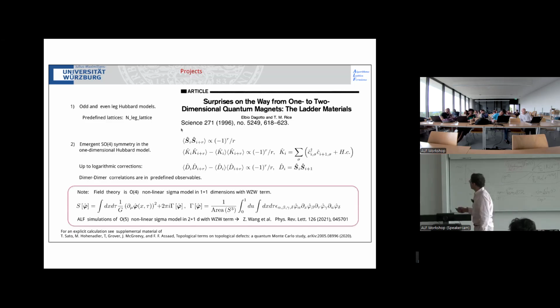Then there is the Heisenberg model. So you all know the Heisenberg model, right? Now, we know that it has a higher symmetry than SO(3). It has an SO(4) symmetry. And this SO(4) symmetry tells you that if you measure the dimer-dimer correlations, or the spin-spin correlations, they both get a 1/R decay. But there are some logarithmic corrections because there's one parameter which is marginally irrelevant, right?